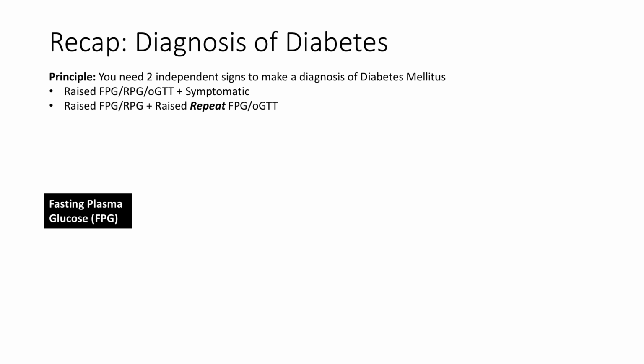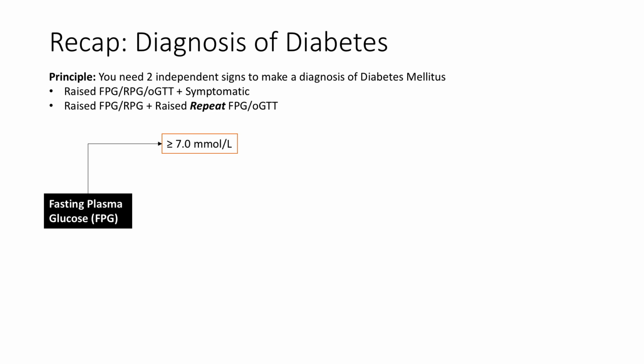I tried to do this in a flow chart for you also because the diagnostic criteria is very confusing. The principle is that you need 2 independent signs to make a diagnosis of diabetes mellitus. It's not enough to have just a raised FPG or a raised oral glucose tolerance test. You need two pieces of evidence in order to make a diagnosis. So let's go through the scenarios one by one.